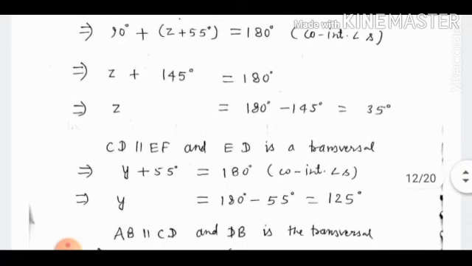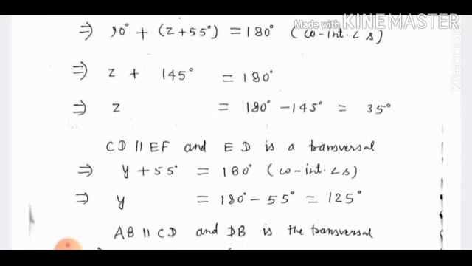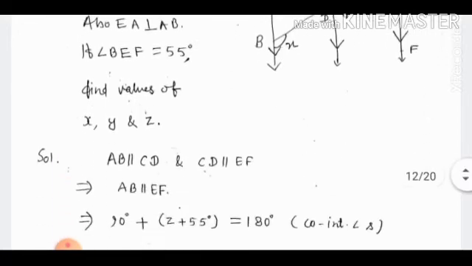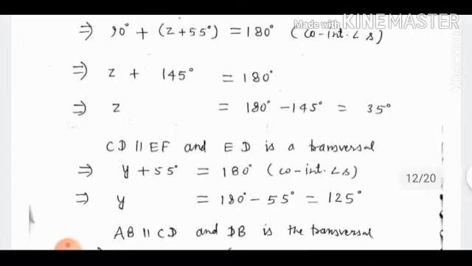Now CD is parallel to EF and ED is the transversal. This gives us Y plus 55 degrees is equal to 180 degrees. So Y is equal to 125 degrees.